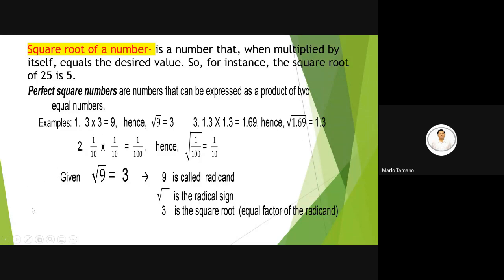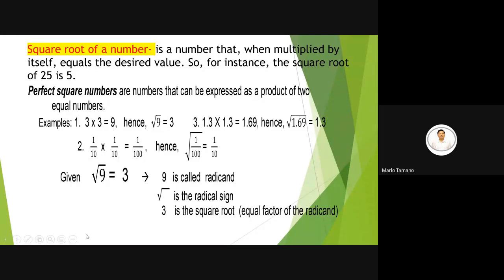Now, remember we have here given the square root of 9 is 3. The 9 is what we call the radicand. Yung number po na nasa loob ng radical symbol, ang tawag natin doon ay radicand. While the symbol, we call it radical sign. It can be radical symbol. It can be square root symbol. Okay? So any of the three will do: radical sign, radical symbol, square root symbol. And how about the answer? We call it root, or principal root of 9. And this 3 is what we call the equal factor of the radicand 9.